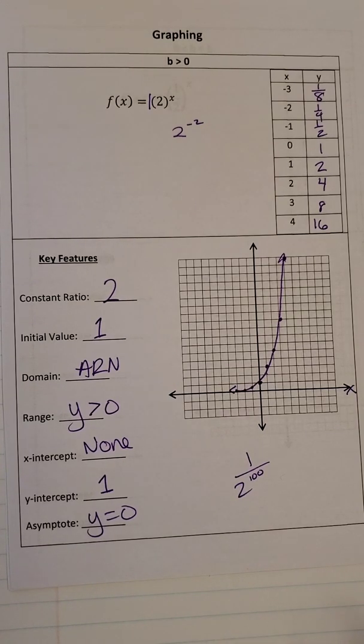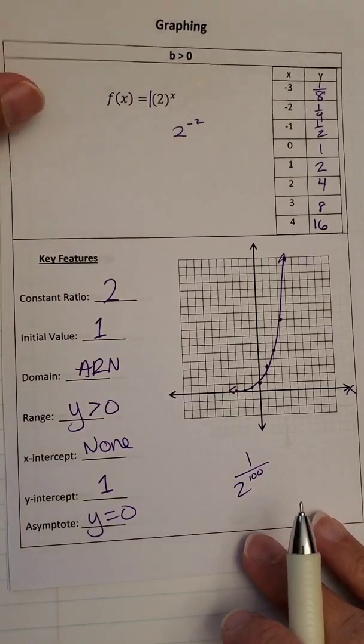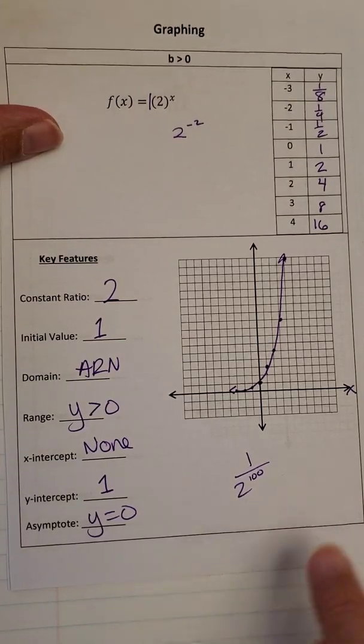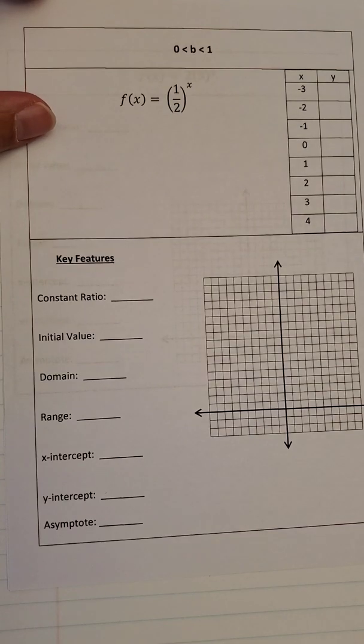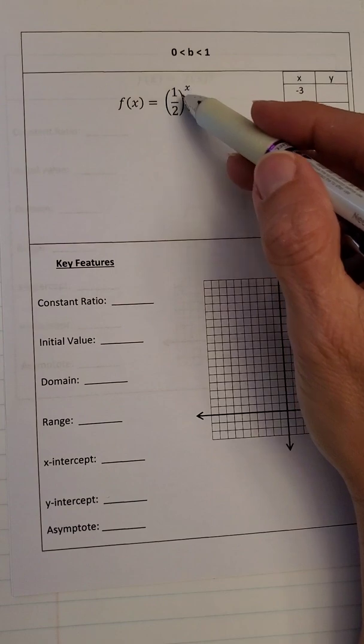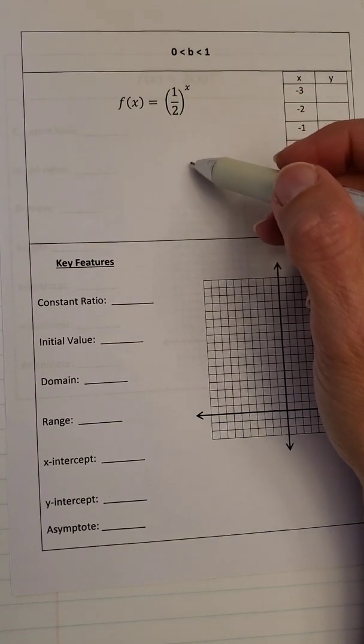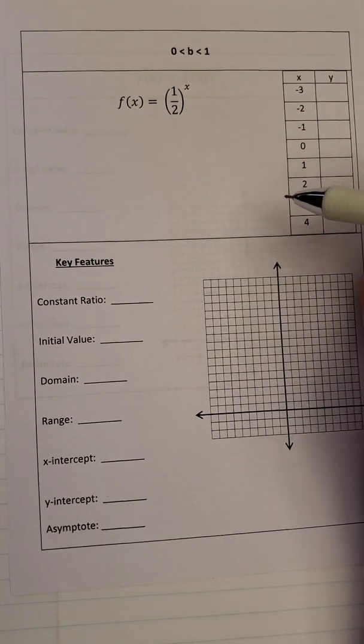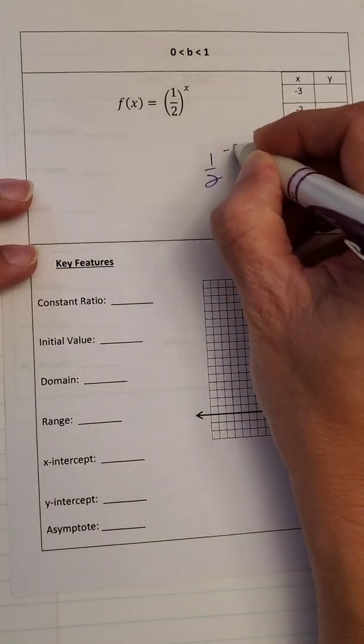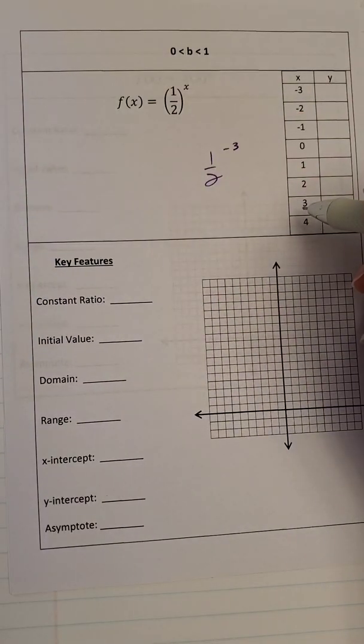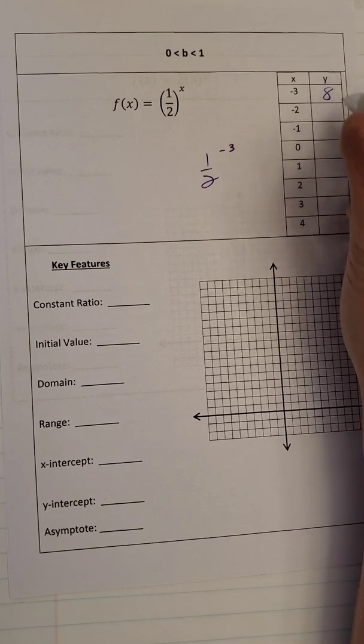This might be one of those videos where you need to watch a couple of times. Now we're going to graph one where b is between 0 and 1. It's a decreasing function, or decay function. So still 1/2, which is just the reciprocal of the 2 that we just did. When we say 1/2 to the -3, we flip it over. That's what the negative does. Then we cube it.